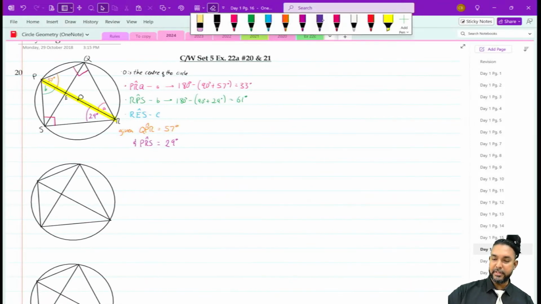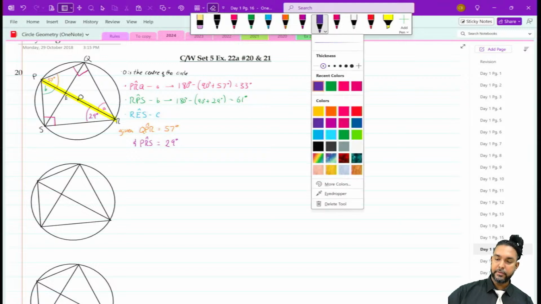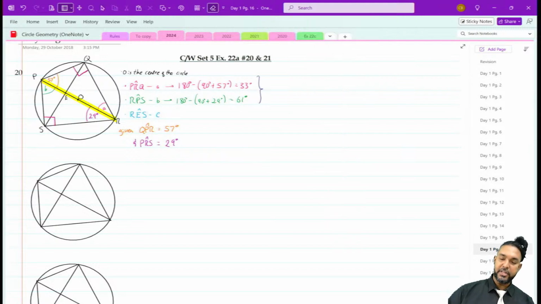Let me put in my rules. For both of these, we have two rules. Rule 1 is that angles in a triangle sum to 180. And rule 2 is that the angle in a semicircle is 90 degrees.